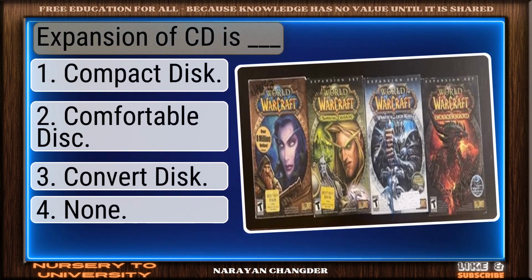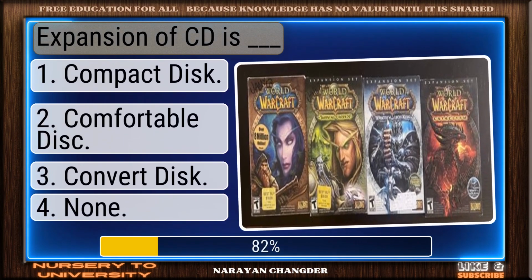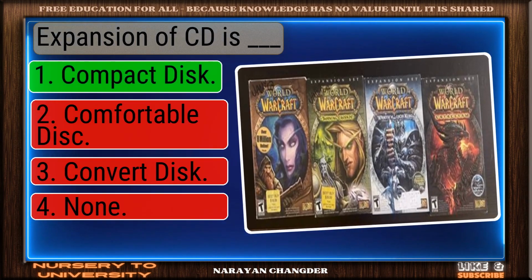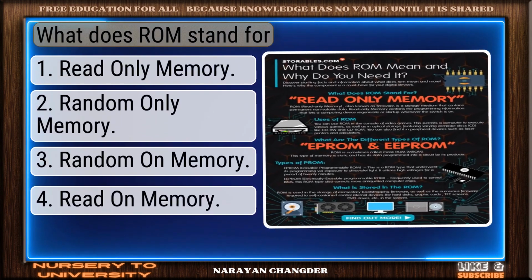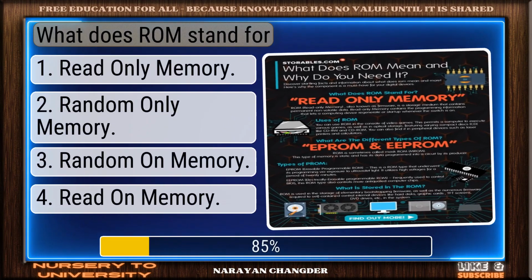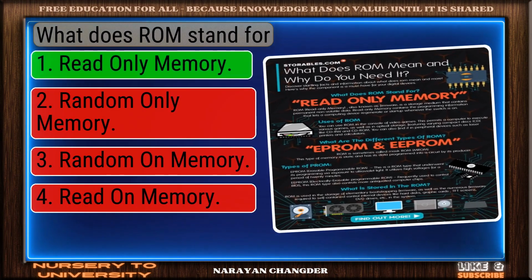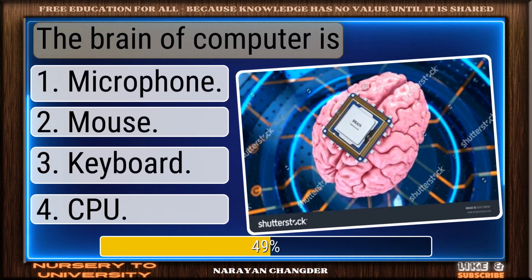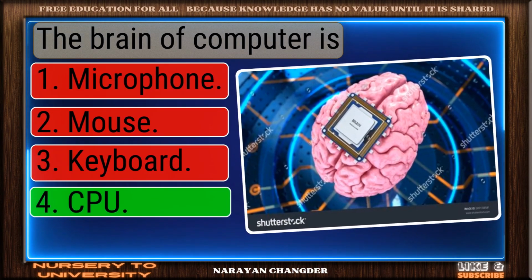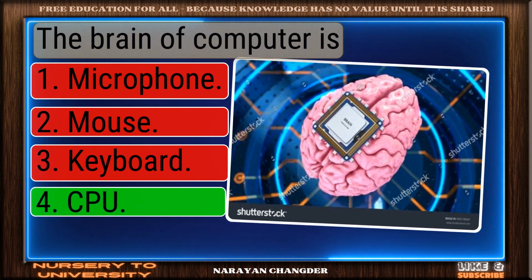Expansion of CD is dash. You got it. Your choice compact disc is right. What does ROM stand for? Exactly. Read-only memory makes sense. The brain of computer is. Smart move. CPU is an accurate answer.